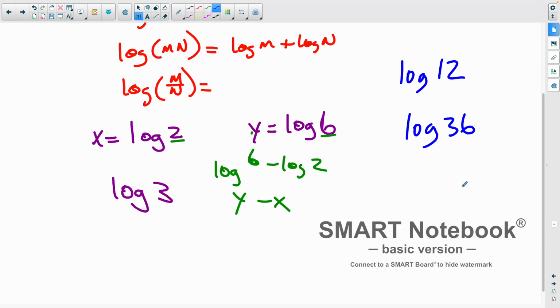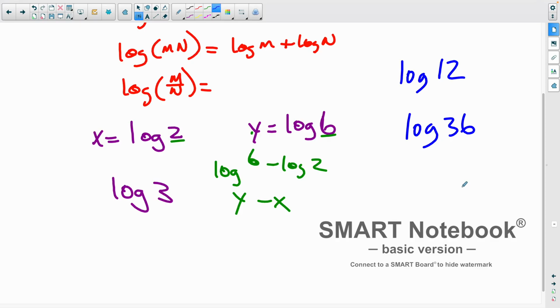X is equal to this, y is equal to this. How could you get 12? How could you get 36? How did you get 3? I knew I'm going to have to do 6 divided by 2. So, division, but when I set my logs up, I'm going to go log of 6 minus log of 2, which means I'm going to divide the 6 and the 2 to get here. Because log of 6 is y, log of 2 is x, so it's y minus x.